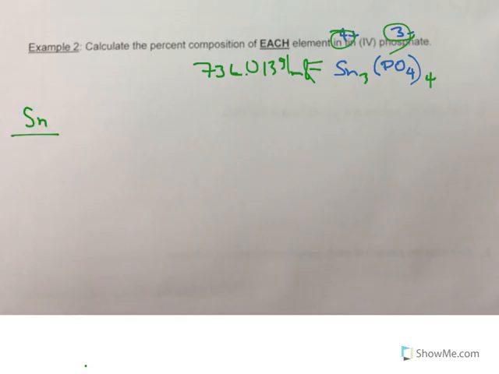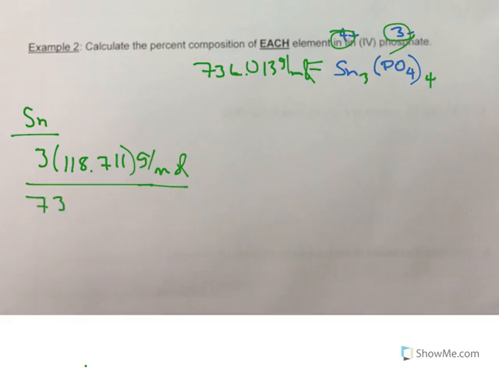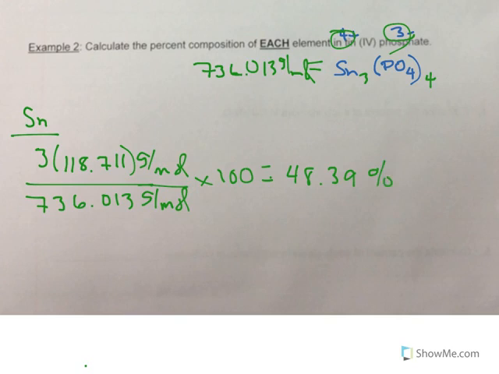All right, so they asked us to do each element. So for tin, we have 3 times the mass of tin, which was 118.711, divided by the molar mass, which was 736.013, times 100. So 3 times 118.711 divided by 736.013 times 100. That's 48.3, round to the hundredth place, 48.39% tin.